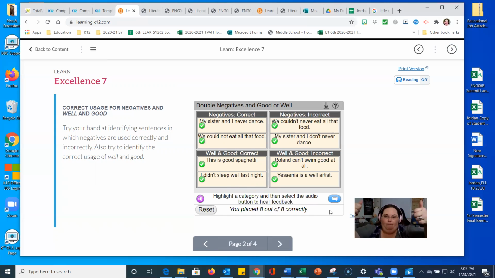All right, let's check it. And if you want to copy and paste that and put it in your notes, that might not be a bad idea.